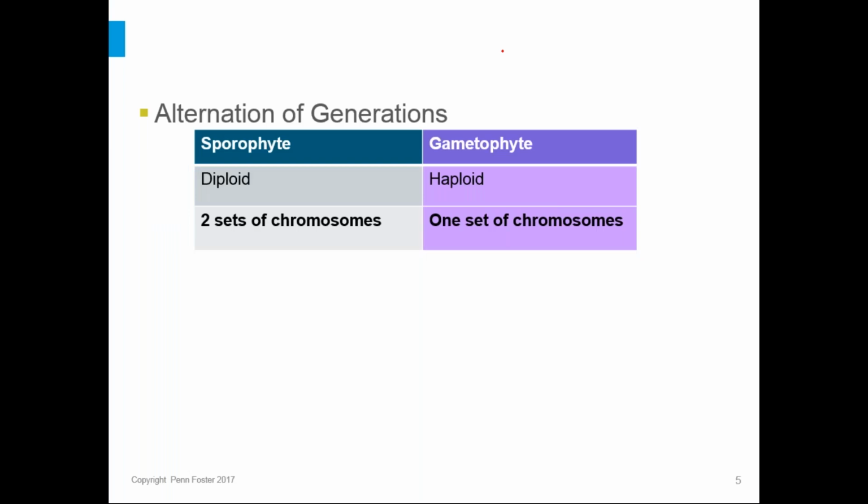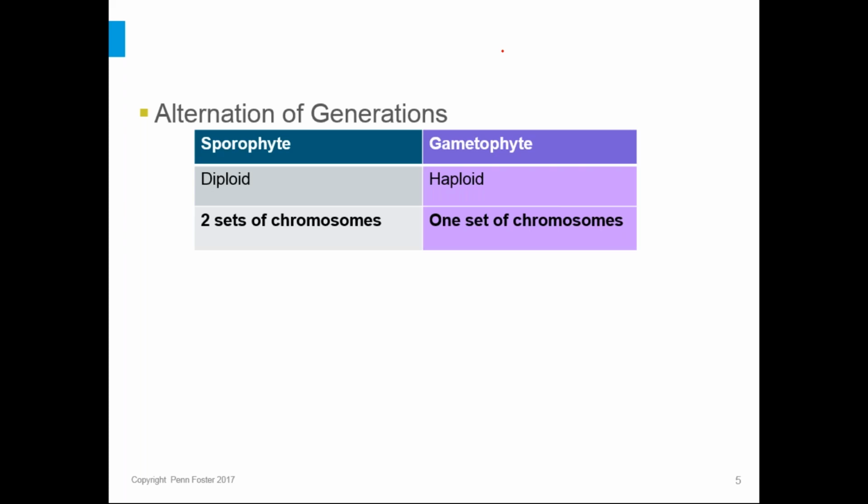So to start, remember in chapter 22 that plants go through alternation of generations. There's a sporophyte phase and a gametophyte phase. Sporophytes are diploid, meaning they have two full sets of chromosomes. Gametophytes are haploid, meaning they only have one set of chromosomes. In some plants, like ferns, the phases are completely separate bodies where one grows and then it reproduces and then the other one grows. But in flowering plants, that's not how it works.